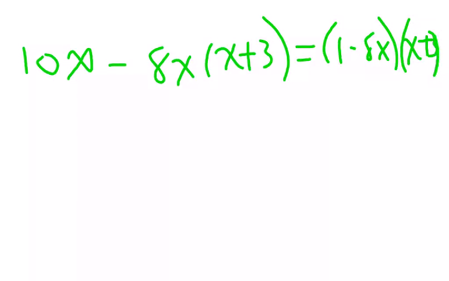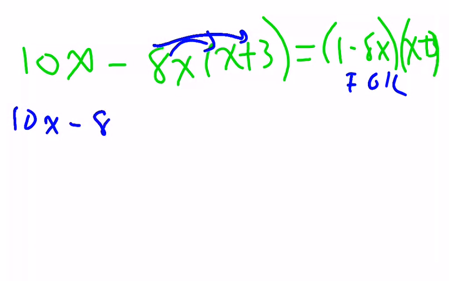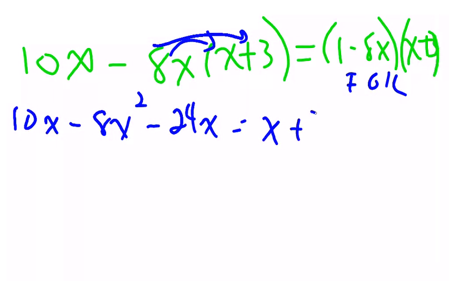So now we need to simplify. So we have to distribute this, and we're going to have to FOIL this one. So we have 10x minus 8x squared minus 24x. And then FOILing this one, 1 times x is x, 1 times 3 is 3, negative 8x times x is minus 8x squared, and minus 8x times 3 is minus 24x.